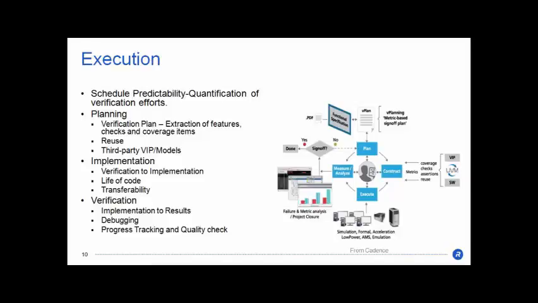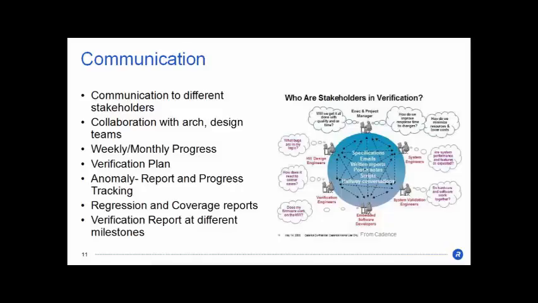Okay, the next phase is communication. As a verification team, I think we are the support team. We have different stakeholders: the architecture team, the design team, and teams like the system engineering team, which will do the validation. The important thing is how you are going to manage the communication with these different stakeholders and make sure that you are meeting their expectations, because their progress is also dependent on your progress. So it's important that the right kind of status is given to them on time.